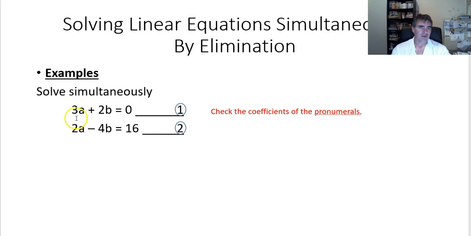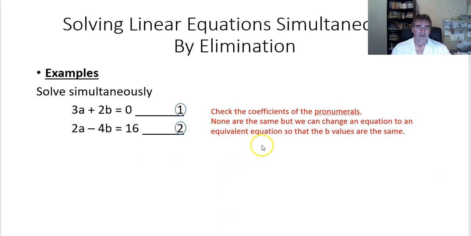3a and 2a, they're not the same. 2b and negative 4b, they're not the same either. So how do we eliminate them? Well, because none of them are the same, what we will probably do here is have a look at, can we change one of these, or maybe even both of them, to be the same? Or can we change one or both of these to be the same?